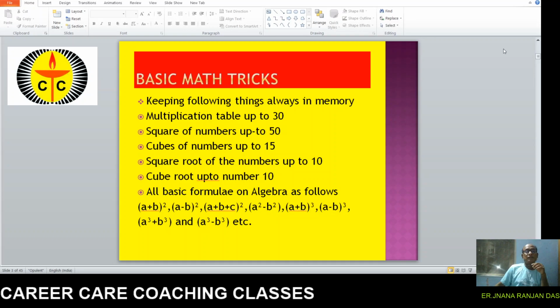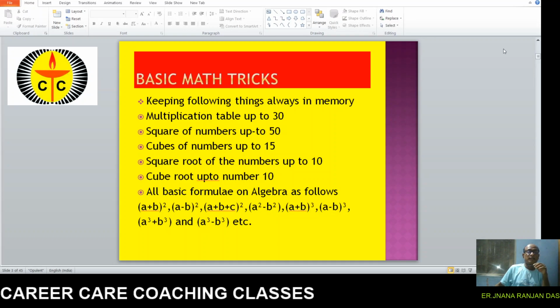Number one is multiplication tables up to 30, squares of numbers up to 50, cubes of numbers up to 15, square roots of numbers up to 10, cube roots of numbers up to 10, and all basic formulae. Also, the students should be acquainted with all basic formulae of algebra as well as arithmetic.